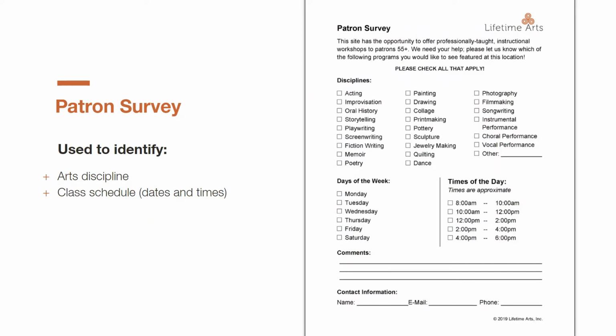This was designed as a paper and pencil instrument to be distributed to your patrons and will help determine the arts discipline and class schedule. We encourage you to adapt this tool to meet the needs of your organization and the spaces you have available. Consider only listing as choices the art forms that you can successfully deliver.